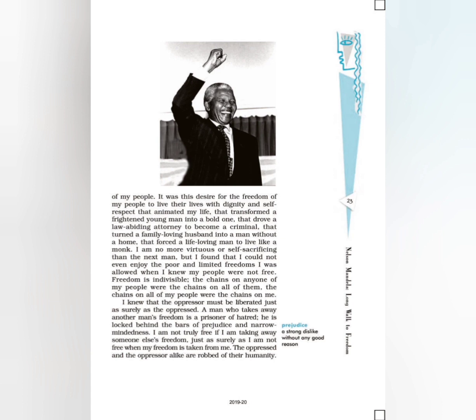Freedom is indivisible. The chains on any one of my people were the chains on all of them. The chains on all of my people were the chains on me. It has a connection. If you are exploiting any one person in South Africa, it means that you are exploiting the entire country. If you are exploiting the entire people of the country, it means you are exploiting me. So you cannot exploit even a single person hereafter. That is what he is trying to convey.